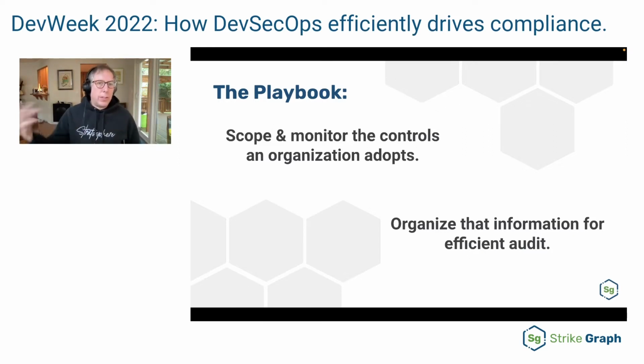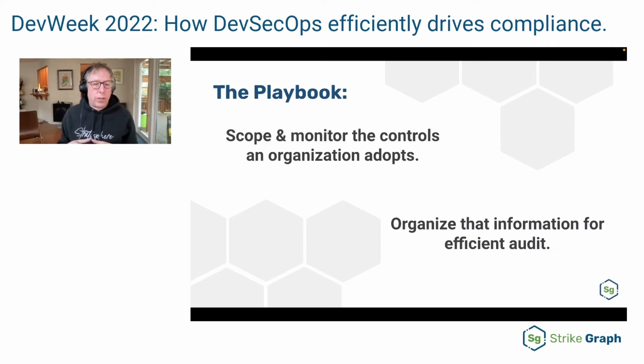The first thing that you need to do is scope and monitor the controls an organization adopts. Now, controls is a technical term, and we think of it like a user story. It's a small statement about a security practice that your organization is going to adopt. And we scope by control instead of by things like policies or by the requirements themselves, like SOC 2.